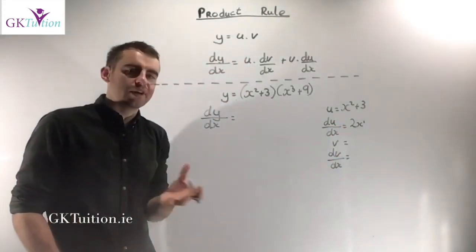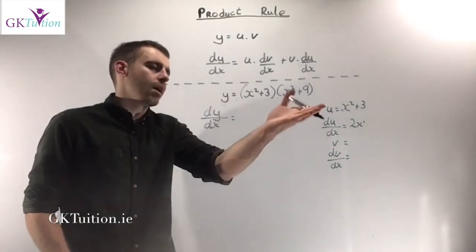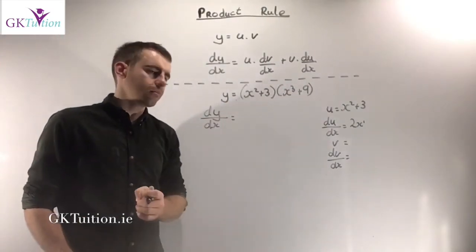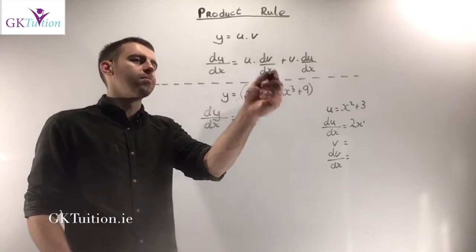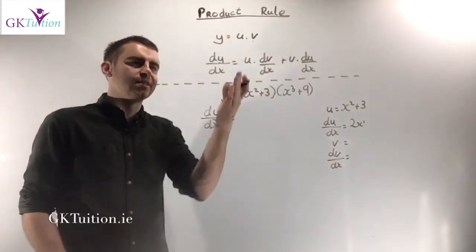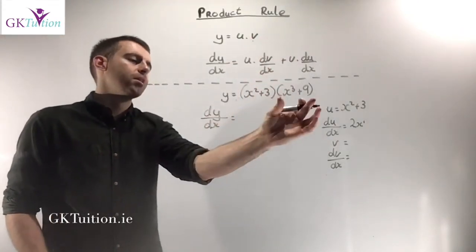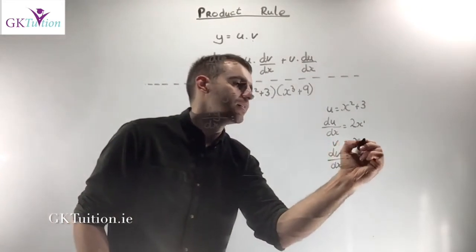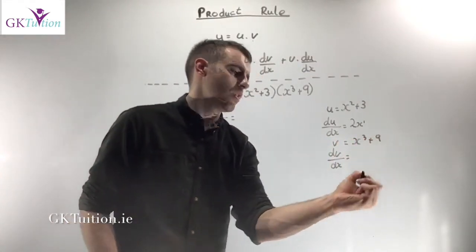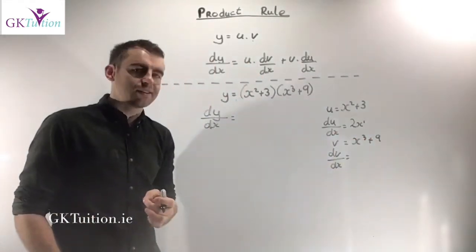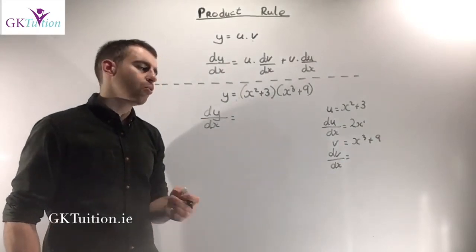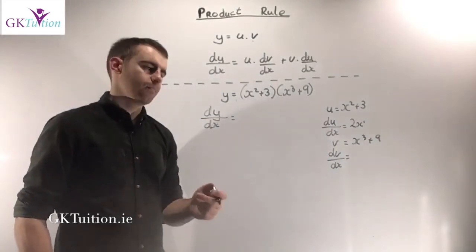Well, the derivative of 3 is just 0. So now I have u and I have du dx. Now I need to work out what v is. According to the maths tables, v is the second expression in your term. The second expression I have here is x cubed plus 3. If I have v relative to x and I differentiate, I'm going to work out dv dx.